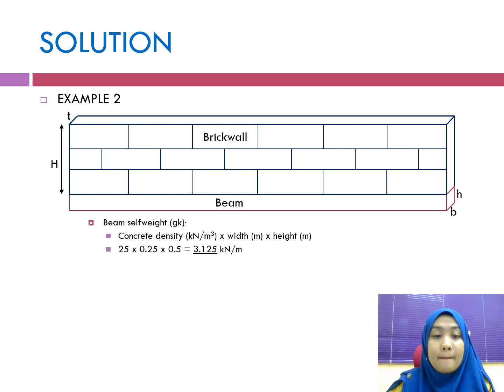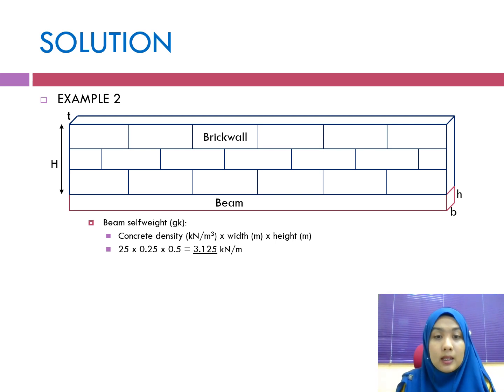Concrete density times width times the height of the beam. Given that the concrete density is 25, the beam size is 0.25 times 0.5 because we are converting to meters, since the beam size was given as 250 mm times 500 mm. So we get the beam self weight as 3.125 kilonewton per meter. It is a permanent load, so we denote it as GK.